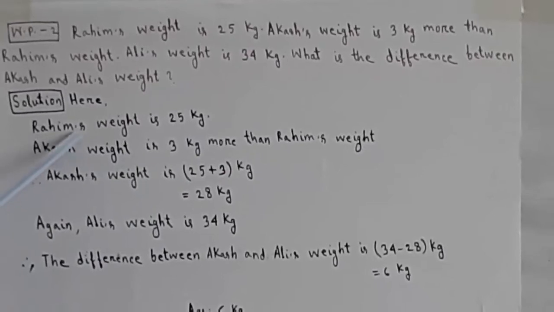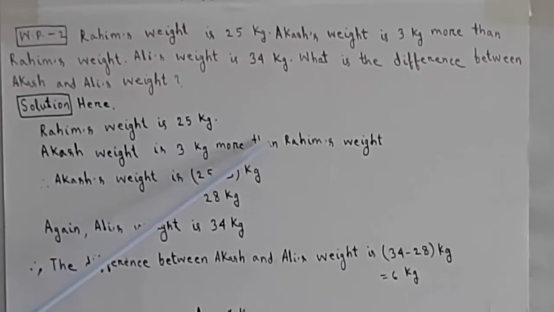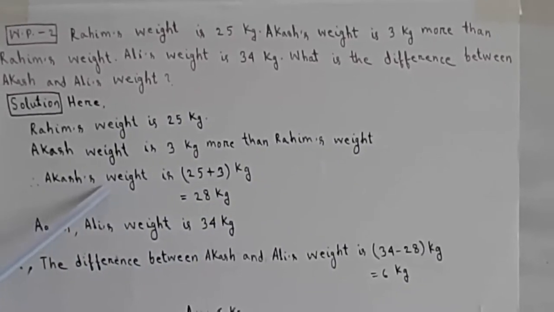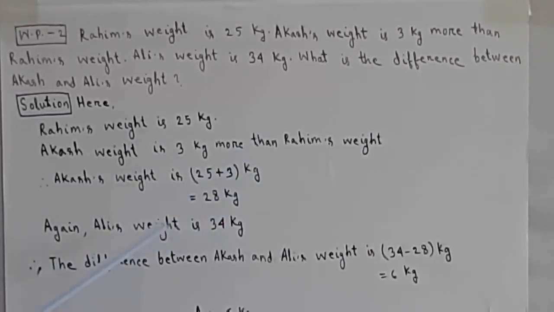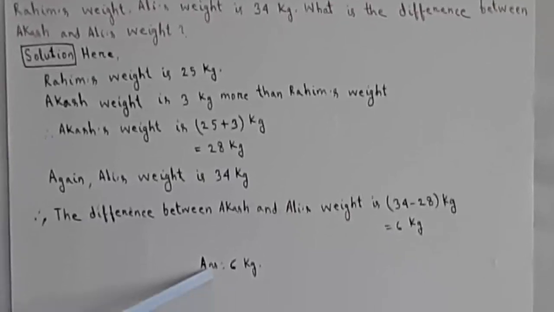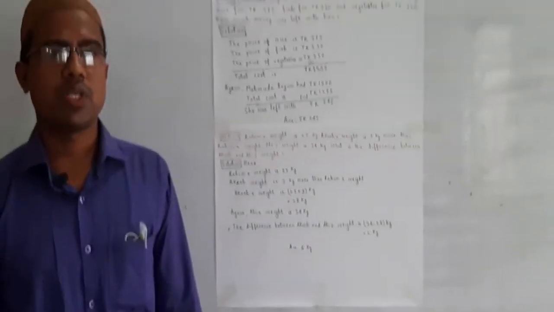Okay. Now Rohim's weight is 25 kg, Akash's weight is 3 kg more than Rohim's weight. Therefore Akash's weight is 25 plus 3 kg, which is equal to 28 kg. Again, Ali's weight is 34 kg. It is given in the question. Now, the difference between Akash and Ali's weight is 34 minus 28. It will be 6 kg. And the answer is 6 kg.